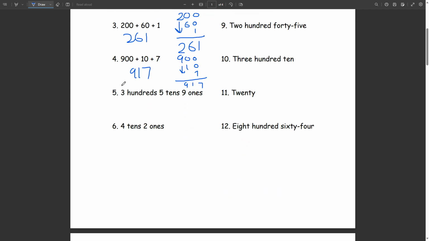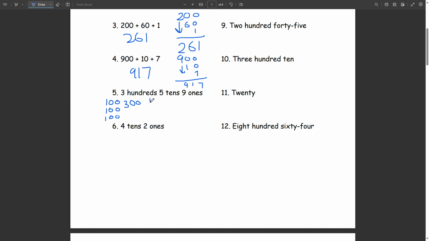So number 5 is different, so we can see it says 3 hundreds, 5 tens, and then 9 ones. So if there's 3 hundreds, we do 100, 100, 100. So there's 100 here, 200 here, and the third 100, right? So we know that there's 3 hundreds, so let's add these up. 1 plus 1 plus 1 equals 3, and then we just write the rest of the zeros, so 300.